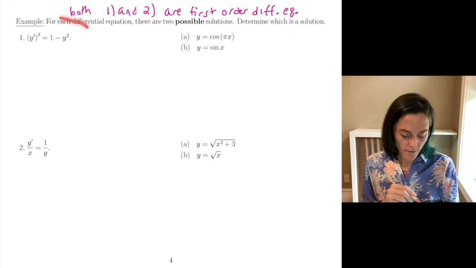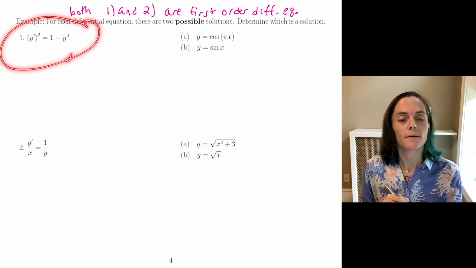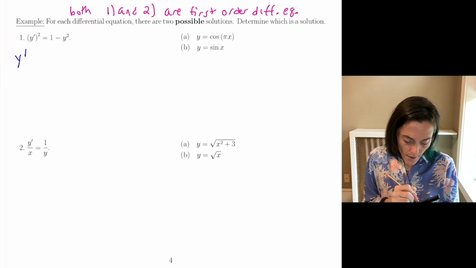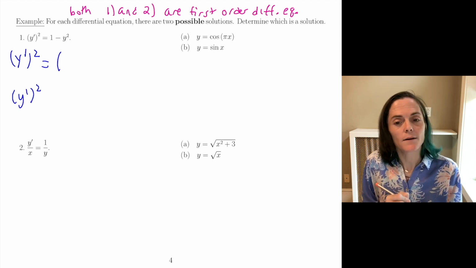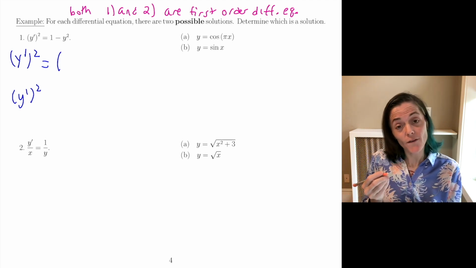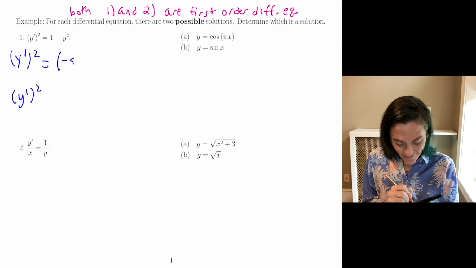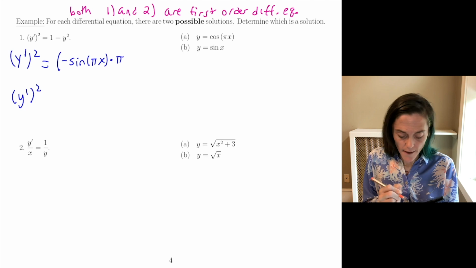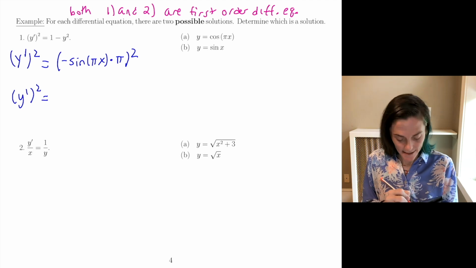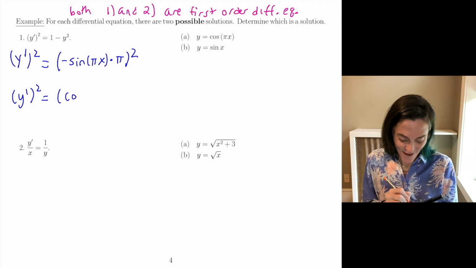You'll notice on this differential equation, I have a y prime squared and 1 minus y squared. Okay, so let's take y prime squared and y prime squared. For the first one, well, when we differentiate cosine pi x, this is chain rule. We take derivative of the outside, evaluated at the inside times derivative of the inside function. Okay, for the second one, sine x, this is not chain rule, we just take the derivative. We have cosine x.